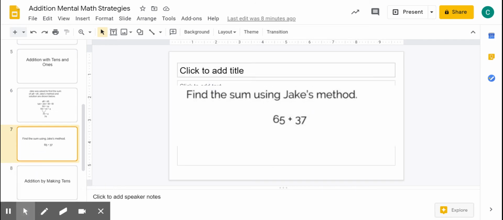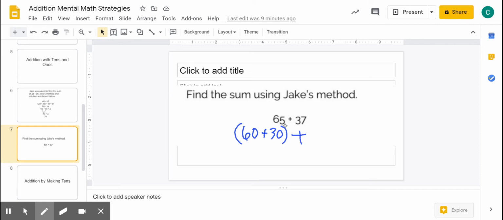So we are going to find the sum using Jake's example. I am going to look at 65 and 37. I am going to expand it in its expanded form for the tens place first. From 65, I can get 60. From 37, I can get 30. I'll put that in my first parentheses.